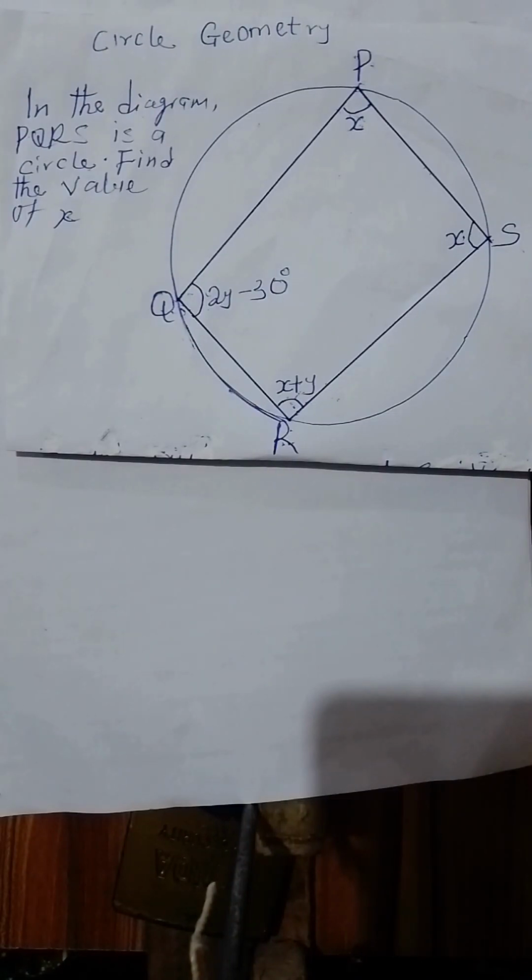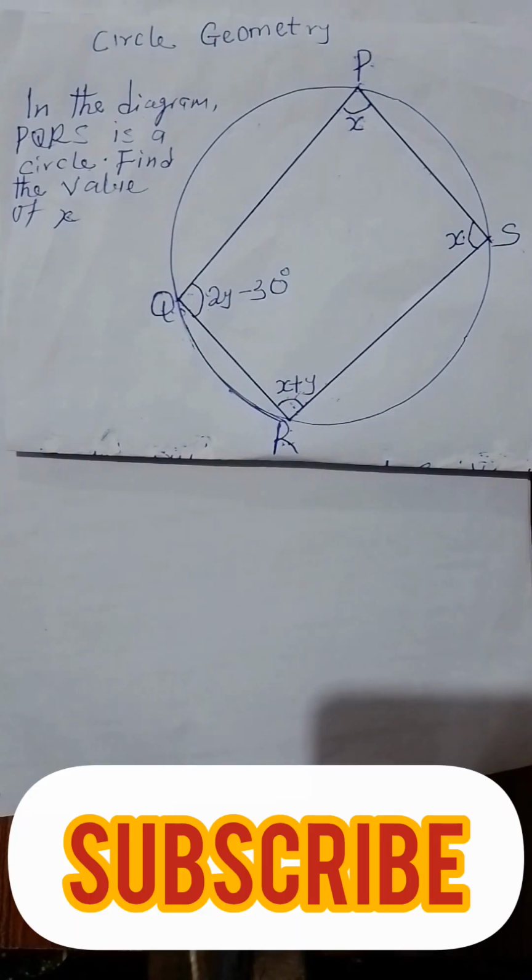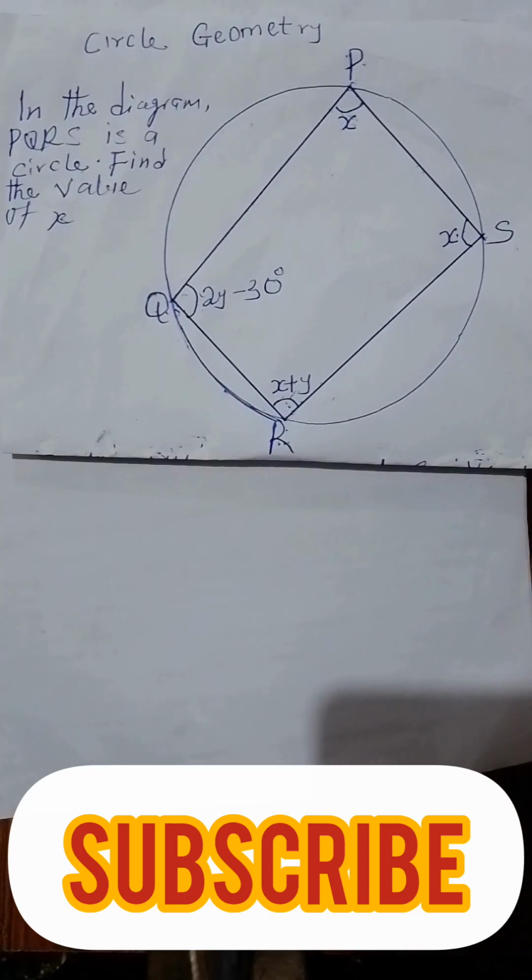In this video, we are going to be learning how to solve cyclic quadrilaterals, under the topic circle geometry. Now a cyclic quadrilateral is a four-sided shape whose vertices touch the circumference of a circle. You can see that the vertices P, Q, R, and S are all touching the circumference of the circle PQRS.